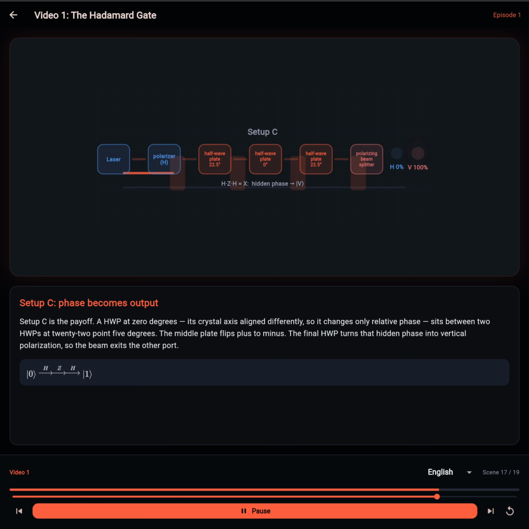Setup C is the payoff. A HWP at 0 degrees, its crystal axis aligned differently so it changes only relative phase, sits between two HWPs at 22.5 degrees. The middle plate flips plus to minus. The final HWP turns that hidden phase into vertical polarization, so the beam exits the other port.